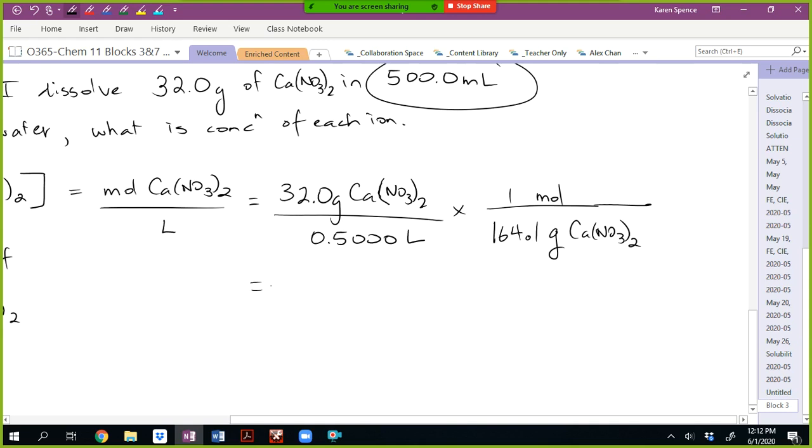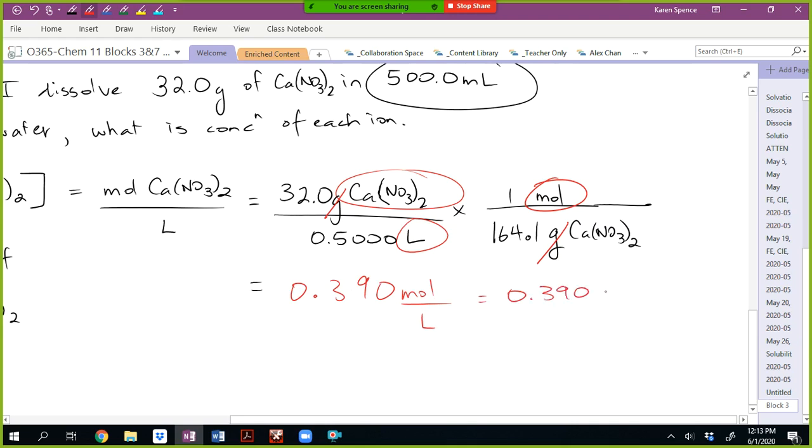Okay. And I do the math on all of that. Our grams cancel out, and we're left with moles of calcium nitrate over liters. I'm plugging that into the calculator, and we get 0.390, and our unit is moles over liters. Or we could rewrite that as 0.390 molar.